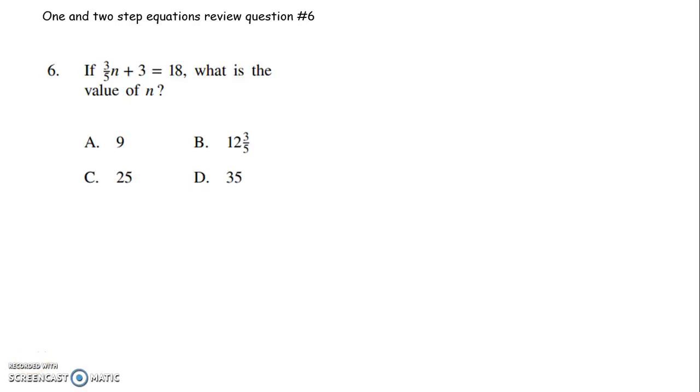All right, seventh graders, this is to continue on with the 1 and 2 step equation review. So it says, if 3/5 n plus 3 equals 18, what is the value of n? So we're just trying to solve for n. So we have 3/5 n plus 3 equals 18.